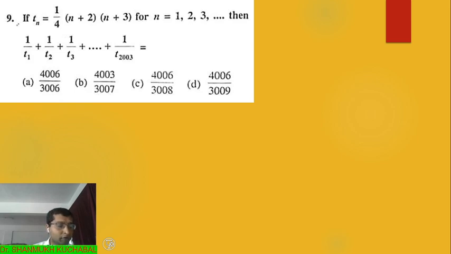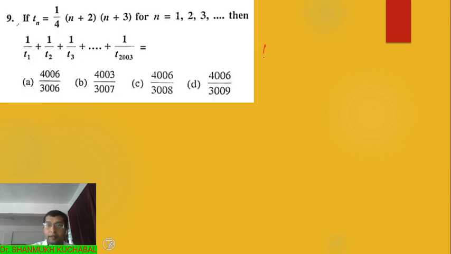Tn equal to 1 by 4 into (n plus 2) into (n plus 3) for n taking the value 1, 2, 3, and so on. Then 1 upon T1, 1 upon T2, 1 upon T3, up to 1 upon T2003. We have to calculate the sum. So first, we write Tn equal to 1 by 4 (n plus 2)(n plus 3).